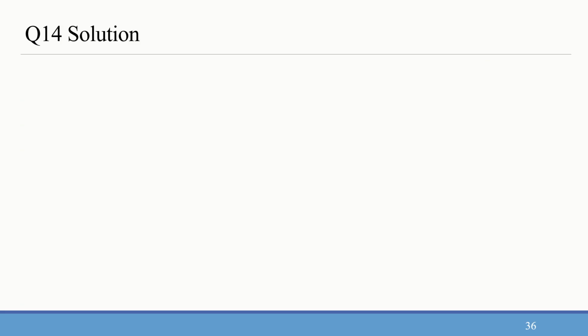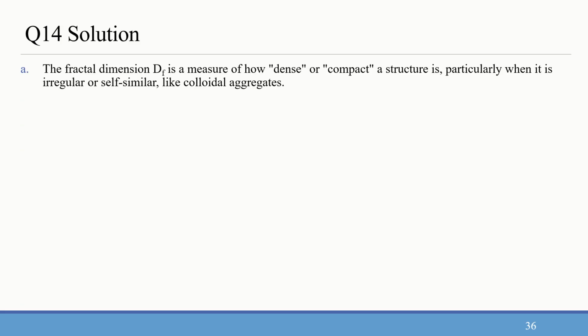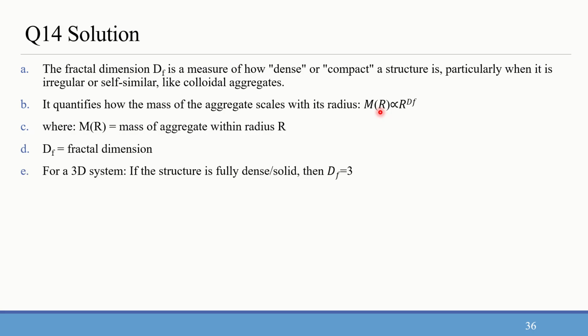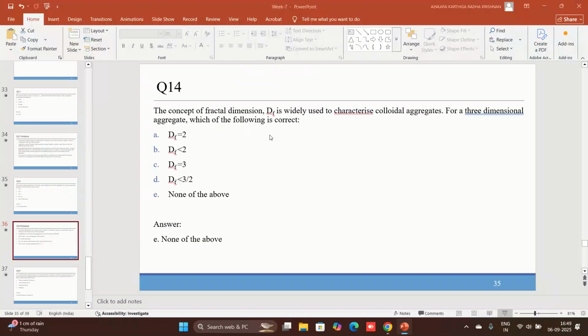Okay, the answer is actually df is less than 3. The fractal dimension df is a measure of how dense or compact a structure is, particularly when it is irregular or self-similar like colloidal aggregates. It quantifies how the mass of the aggregate scales with its radius, that is M(r) is proportional to r to the power of df, where M(r) is the mass of the aggregate within radius r and df is the fractal dimension. For a 3D system, if the structure is fully dense or solid, df is equal to 3. But if it is a loose or porous aggregate, df is less than 3. So that is the case.